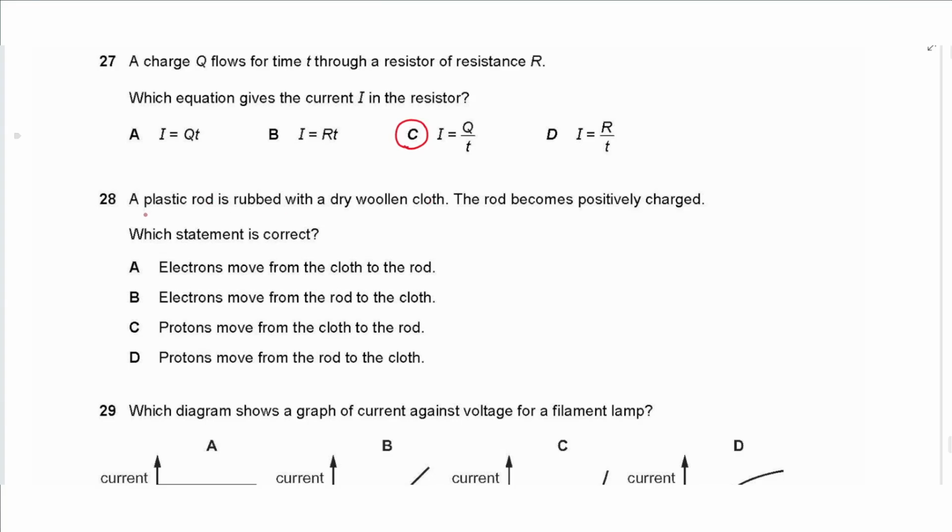Question 28 says a plastic rod is rubbed with a dry woolen cloth. The rod becomes positively charged. Which statement is correct? Electrons move from the cloth to the rod. No, electrons should move from the rod to the cloth. Since the rod becomes positively charged, that means it lost electrons, so the answer is B.